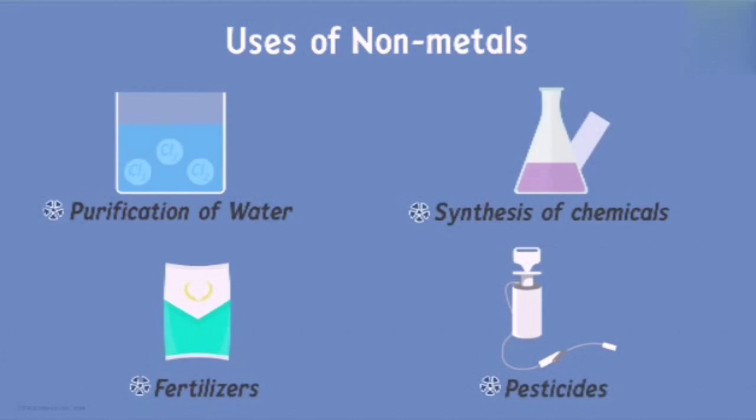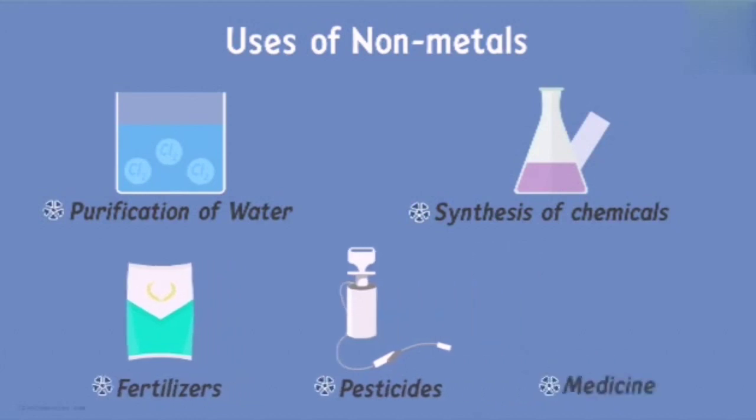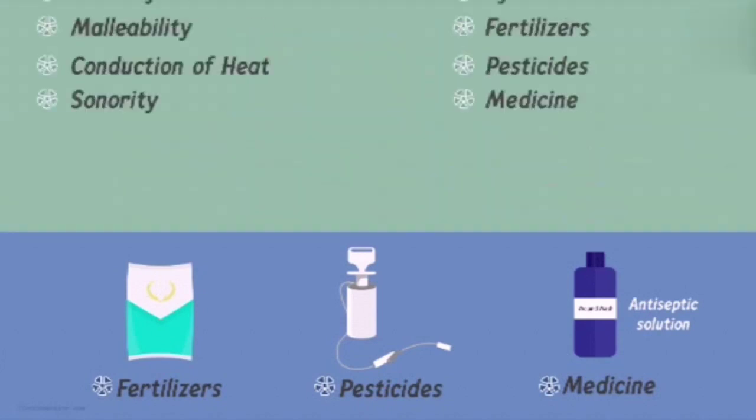Non-metals have an extremely important use in medicine as well. Do you know the purple color solution that is applied on wounds? Yes, that antiseptic solution contains iodine, which has germicidal properties. So, metals and non-metals both play an extremely important role in making our life better in their own different ways.